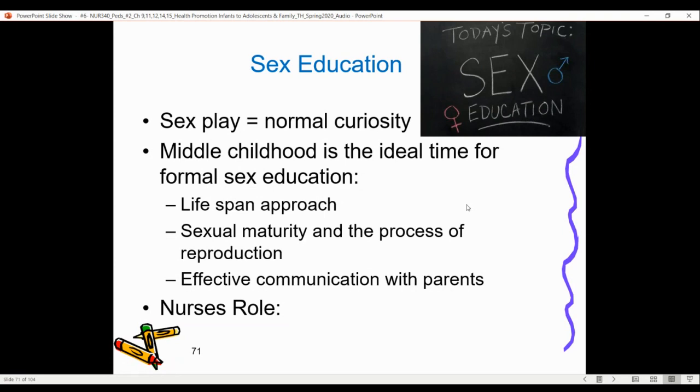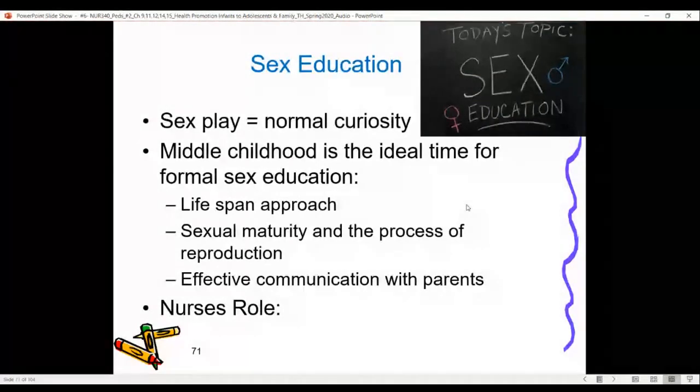My oldest got 2 lectures, one at 5th grade about body changes, and then one at 8th grade more about sexual health. Exactly. And that's, again, that lifespan approach. We aren't seeing the 5th graders having sex. Really, the average is about 14. So it's really that 8th grade level that we're starting to see that, and we want them to have that information beforehand.